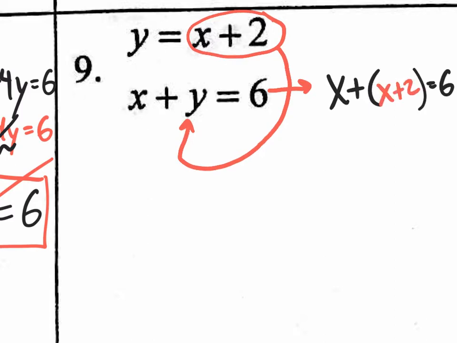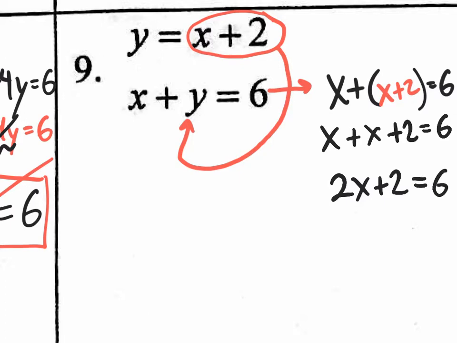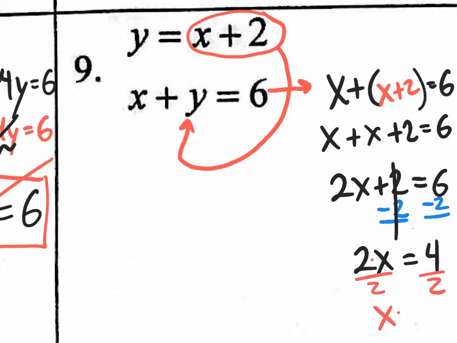Now, notice that the parentheses aren't even necessary because there's nothing to distribute. I mean, if you had a minus sign, you'd have to distribute the minus sign. But there's a plus sign, and distributing the plus sign doesn't change anything. It's simply going to be x plus 2 equals 6. So 2x plus 2 equals 6. And then I solve, subtracting 2. I will have 2x equals 4. For my final step, I'd have to divide by 2, x equals 2.